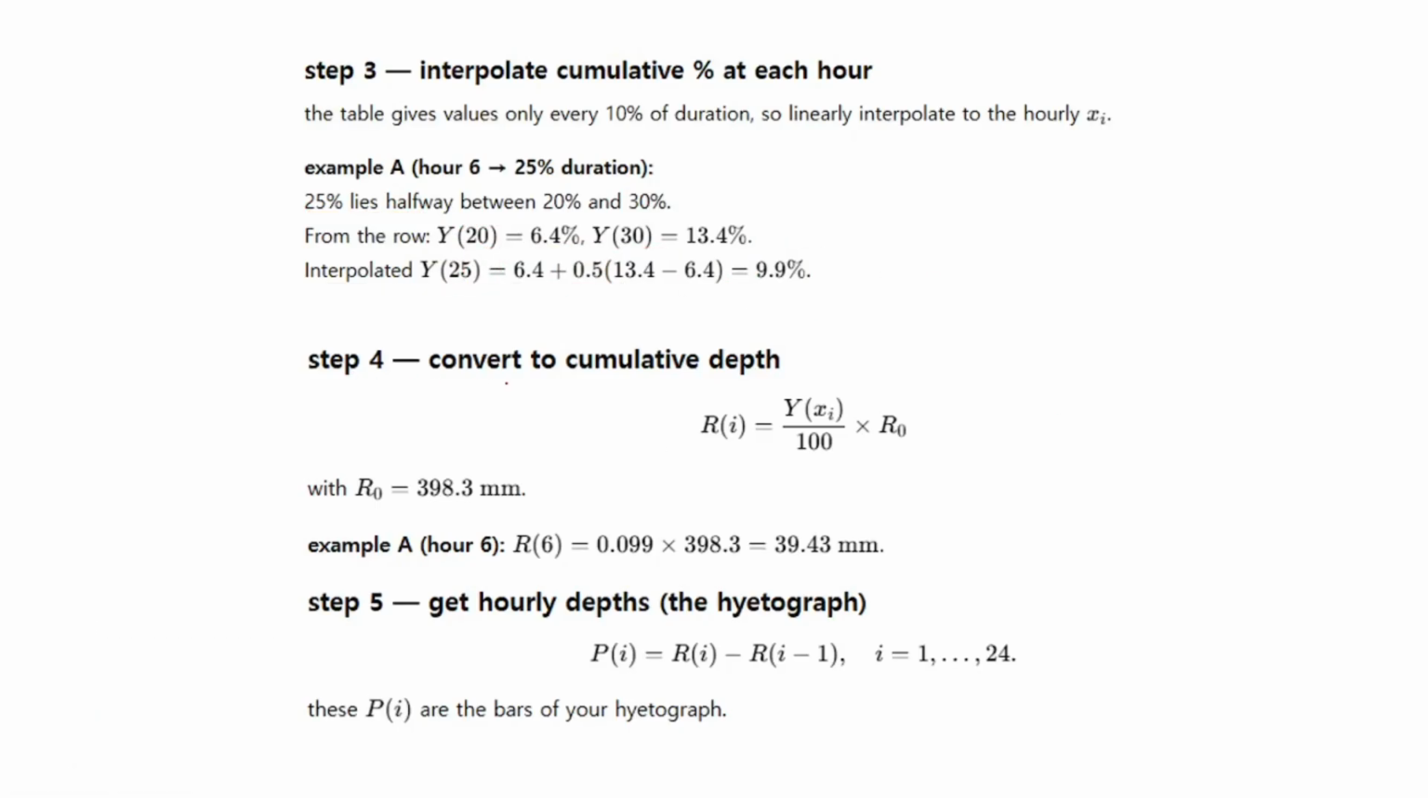And then to convert to cumulative depth, now we use the 398.3 millimeters, which was given to us. And then we multiply this percentage by this, to get the cumulative depth. So 398.3 times 0.099 equals 39.43 millimeters. And this is for our hour 6. And now to get the hourly depths, to draw a hydrograph like this, we subtract the previous value from the current value.